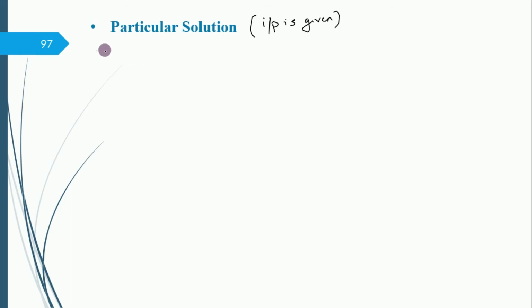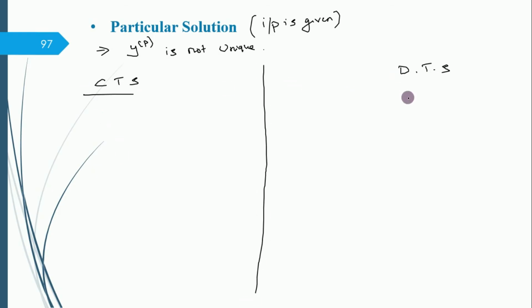So y of p is not unique. It is different for different inputs. Hence, I make a table here. This is for continuous time signals, and this is for discrete time signals. For continuous time signals, the table goes like this. This is the kind of input, and this is the particular solution. And this is the input for a discrete time system, and this is the particular solution for a discrete time system.